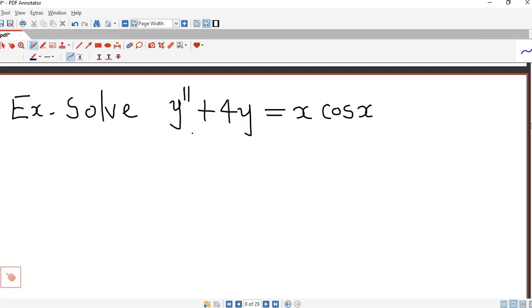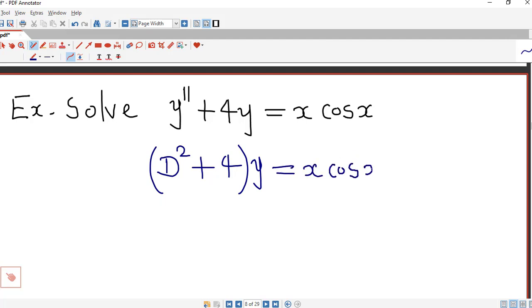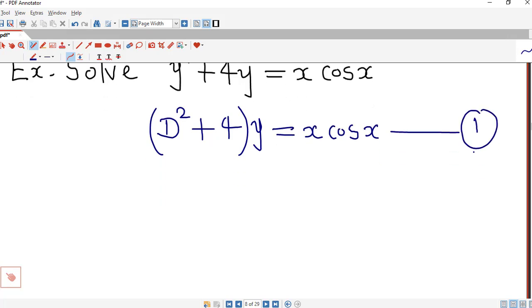Solve the differential equation y double dash plus 4y equal to x cos x. So first we write in terms of D notation. So y double dash is D square y plus 4y, and we can write by taking y common, D square plus 4 y equal to x cos x. So this is given differential equation in another form.